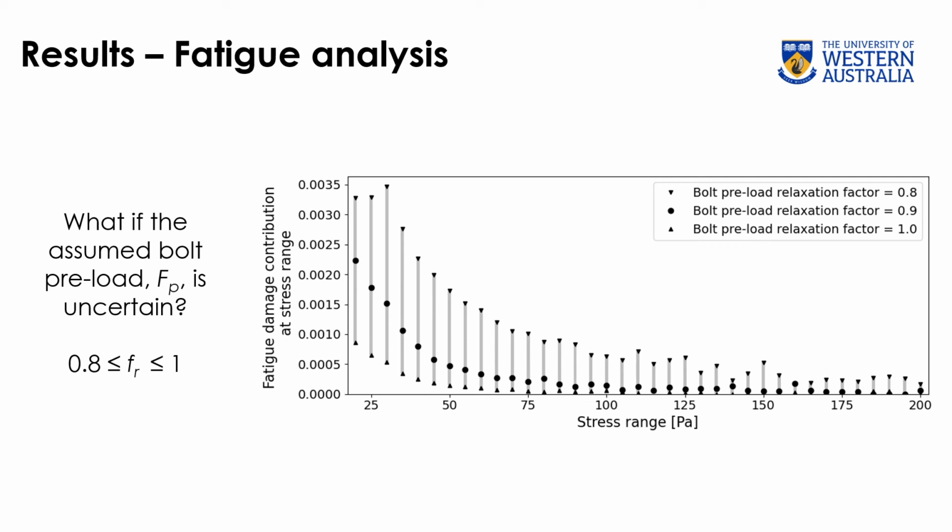Here we investigate a simple example, varying the bolt preload from the starting assumption with a relaxation factor of 0.9. Shown in the plot is the damage contribution of each stress range block. The baseline for FR equals 0.9 is shown with circle markers, bounded by the uncertainty region to FR equals 0.8 inverted triangles and FR equal to 1 triangle markers. We expect a lower preload would lead to increased fatigue damage, and this is observed in the plot. Achieving such bounding through the use of FEM simulation model would be onerous.